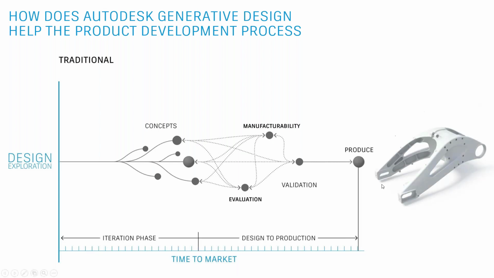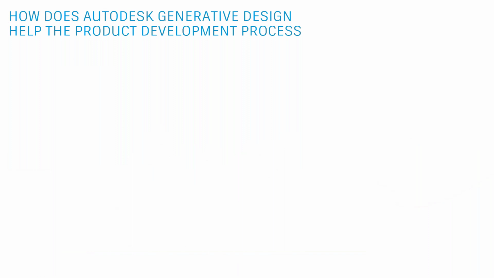So we have a motorcycle swing arm here that we might come up with in a rather traditional development process. And we have a fairly long iteration phase, and we have a certain amount of time that is spent on going from actual design to production. When we contrast that with generative design, we say that it helps the development process.